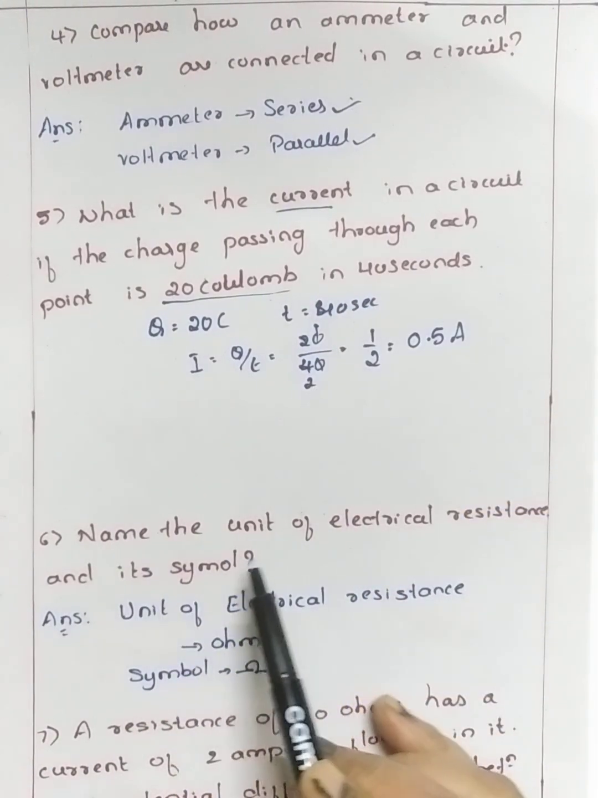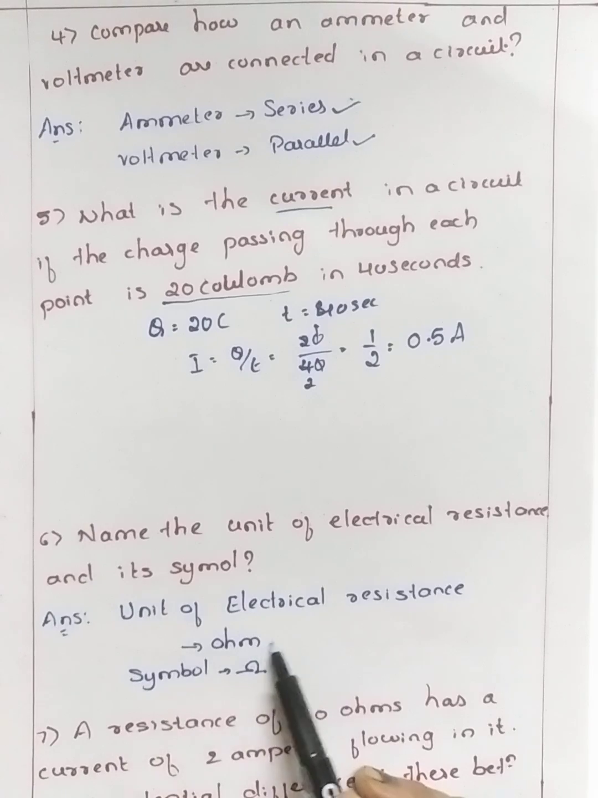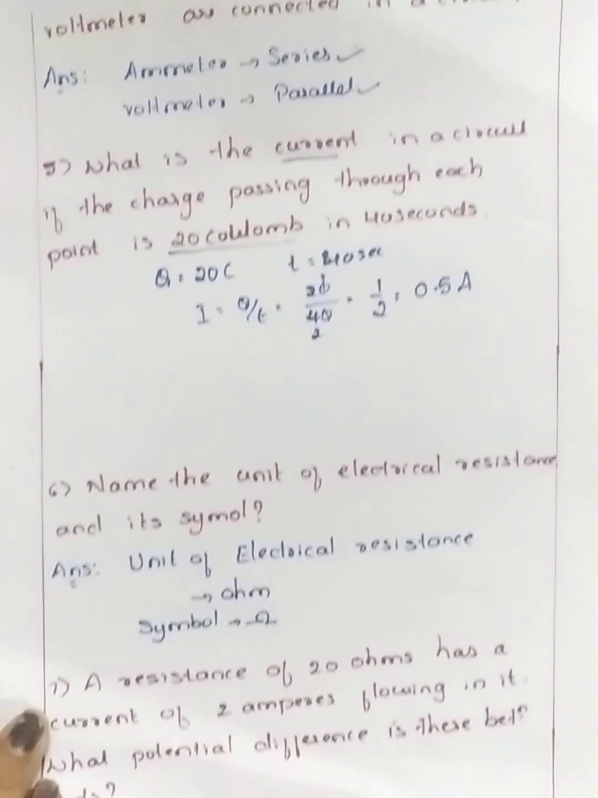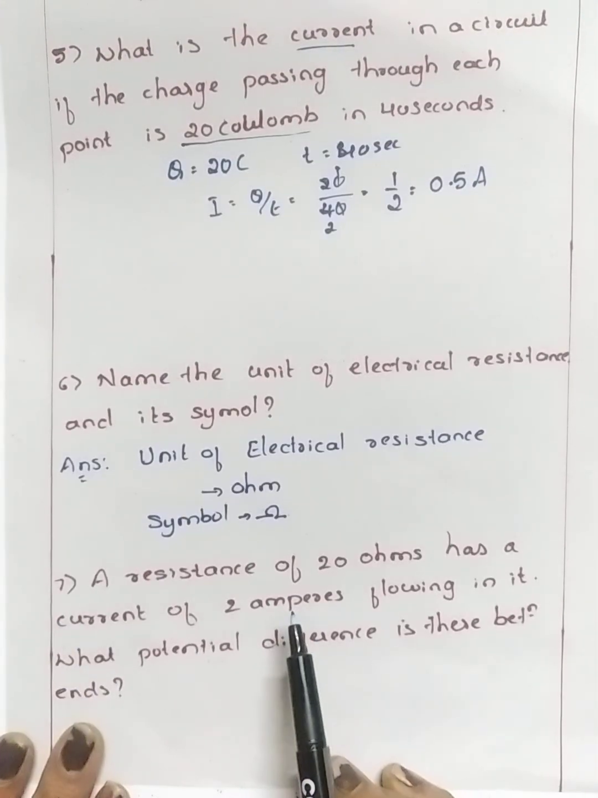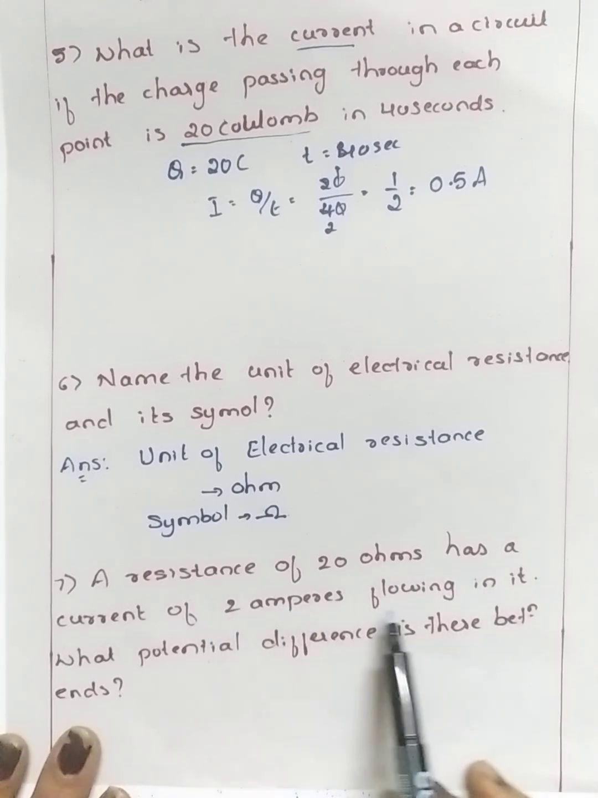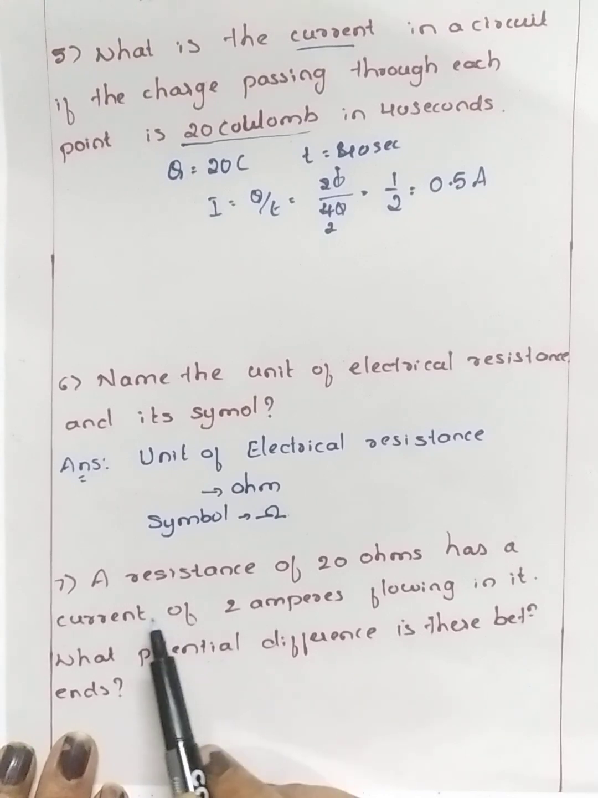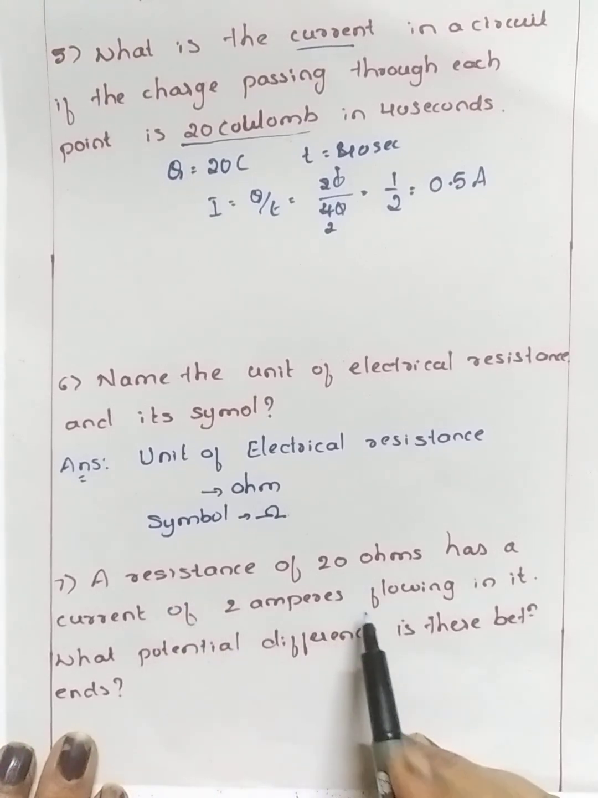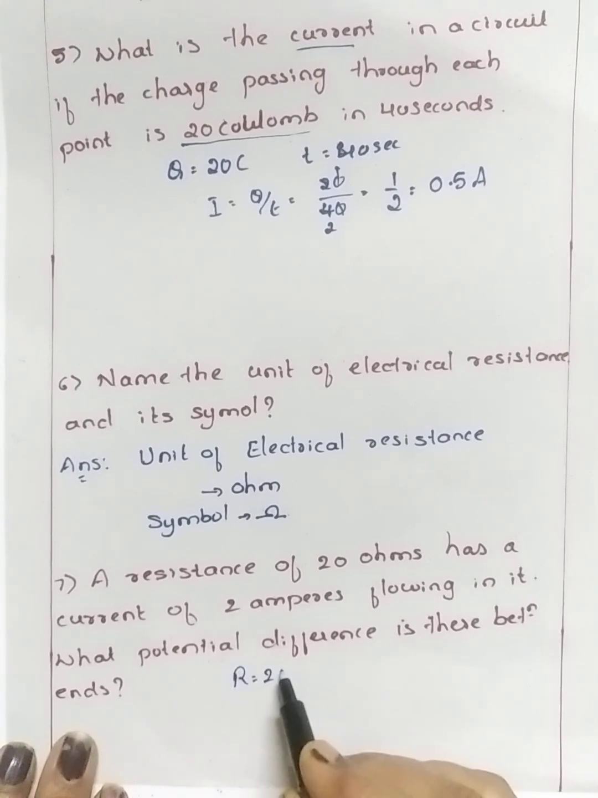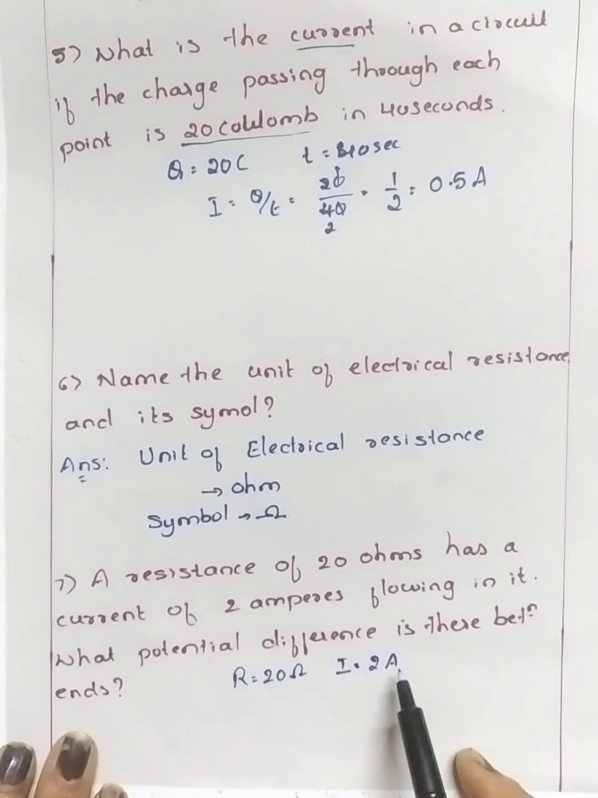Next question: name the unit of electrical resistance and its symbol. The unit of electrical resistance is ohm and its symbol is like this; you have to write it. Next question is also a numerical problem: a resistance of 20 ohms has a current of 2 amperes flowing in it. What is the potential difference between its ends? This is what is given: a resistance of 20 ohms, that is R is 20 ohms, and a current of 2 amperes. Current is I, which is 2 amperes in the circuit.